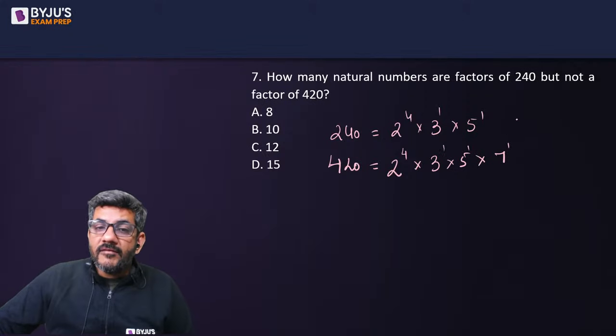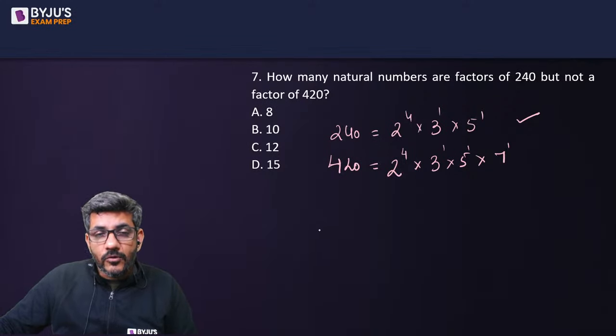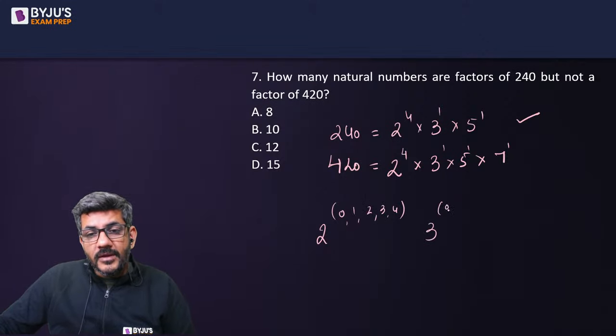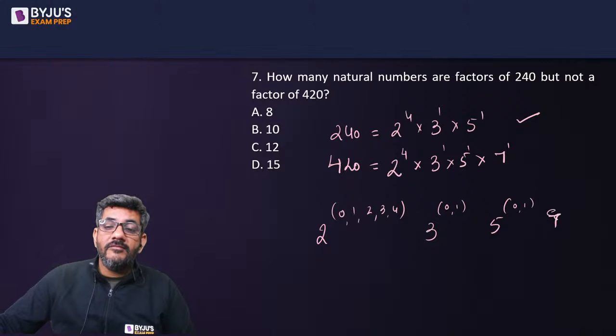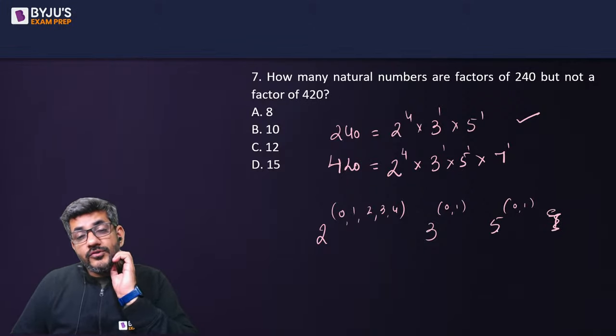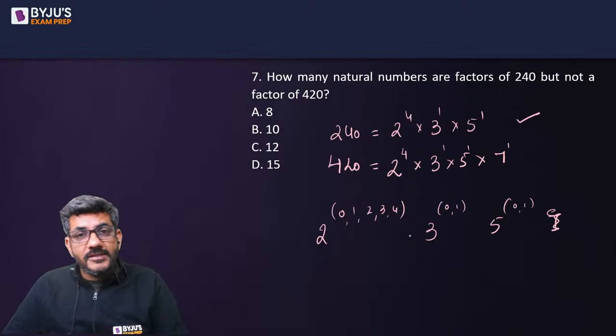So it should be a factor of 240. If it's a factor of 240, can I say the power of 2 can be 0, 1, 2, 3 or 4. Power of 3 would be 0 or 1. Power of 5 would be 0 or 1. So to be a factor of 240, the power of 2 should be 0, 1, 2, 3, 4, power of 3 would be 0 or 1, and power of 5 is 0 or 1.